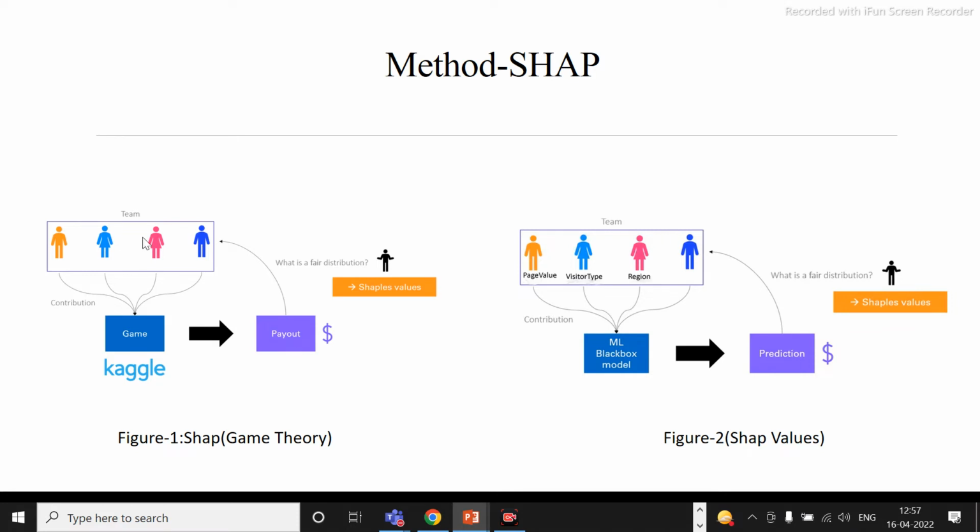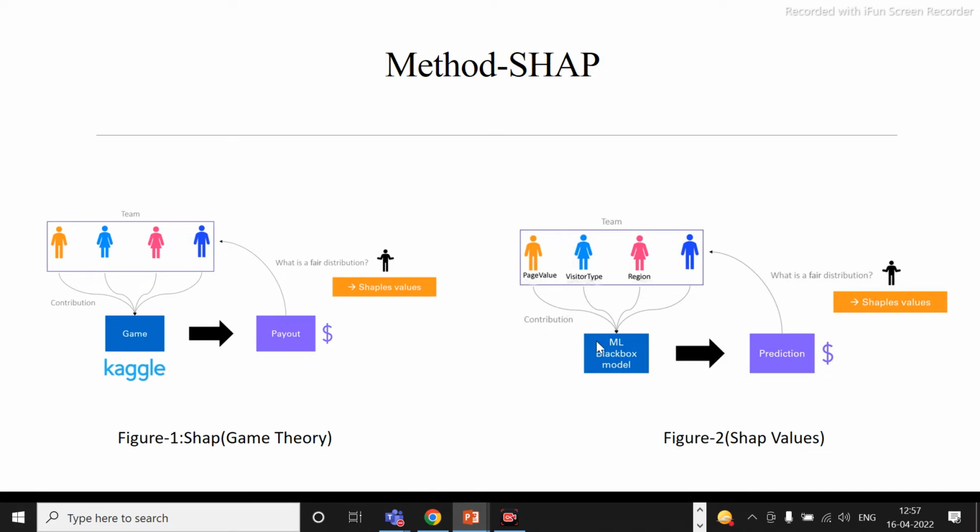In that case, there are different contributions of these three players. Let's say this blue player has a higher contribution. If you remove this player, they can stand second. But we don't know how they have contributed, so we cannot equally divide the prize money. So there is a need for this SHAP value.